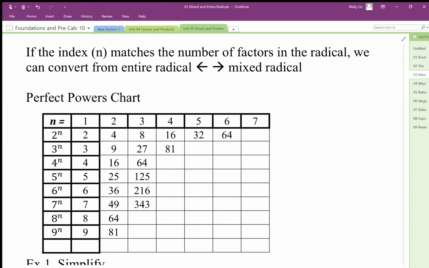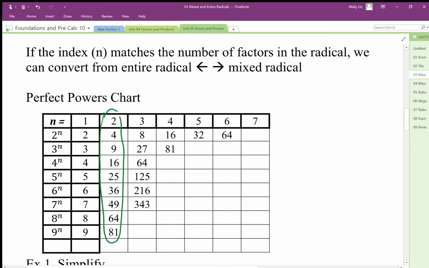So if the index matches a number of factors in the radical, then we can convert from entire radicals to mixed radicals. So for example, if we want to deal with square roots, we're dealing with powers of 2. And to do square roots, we need to know our powers of 2, so we can undo those powers of 2. So for example, 2 squared is 4, so if we have 4 inside the radical, we're able to square root and get the 2. If we have 49, we can square root to get the 7.